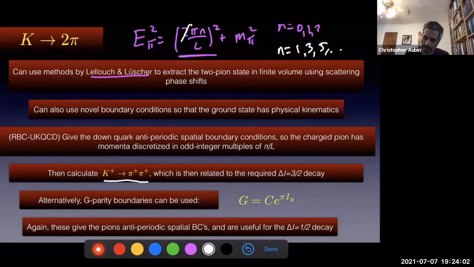Instead, you could use a different boundary condition, which I'm going to have you work out a little bit in the assignment, known as G parity boundary conditions. G parity corresponds to charge conjugation plus, and there's a typo here, there should be an i there, plus a 180-degree rotation in isospin space about the y-axis. So I_y here is just the Pauli matrix in the y direction divided by 2. Actually, I don't want to say what it does because I want you to work it out.